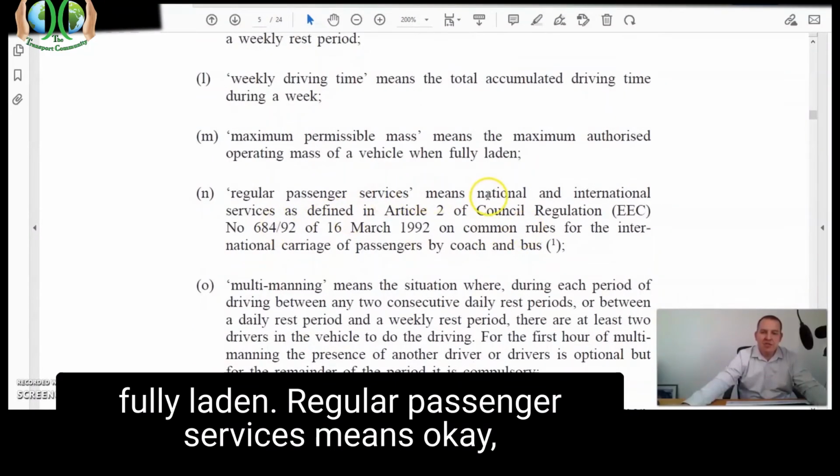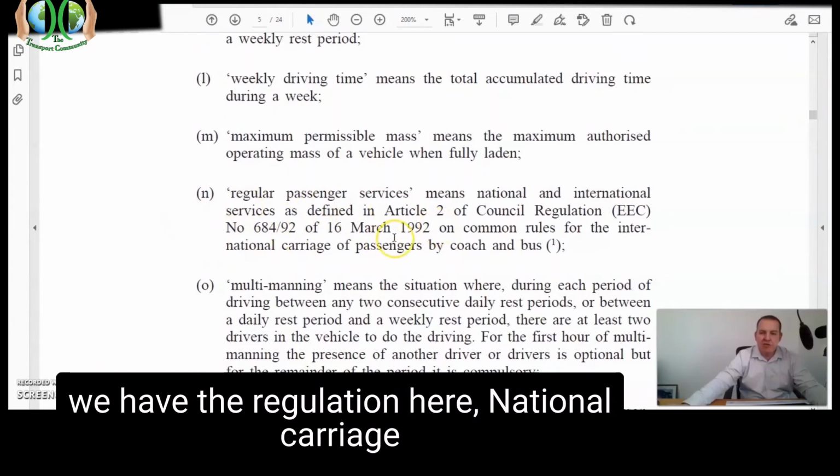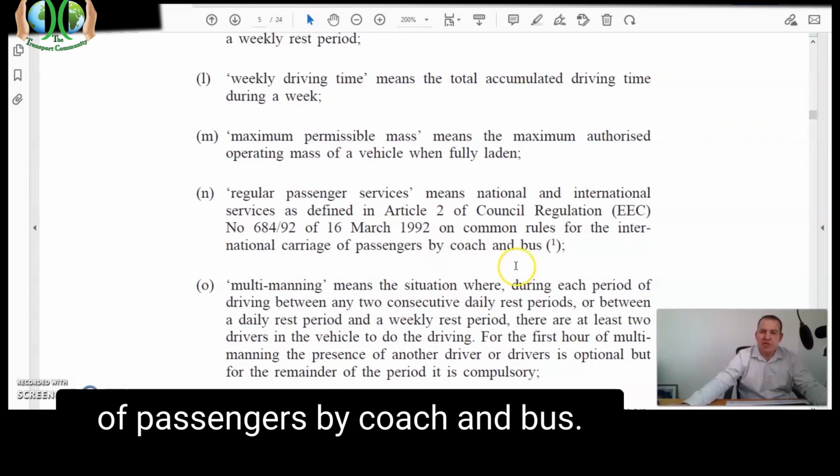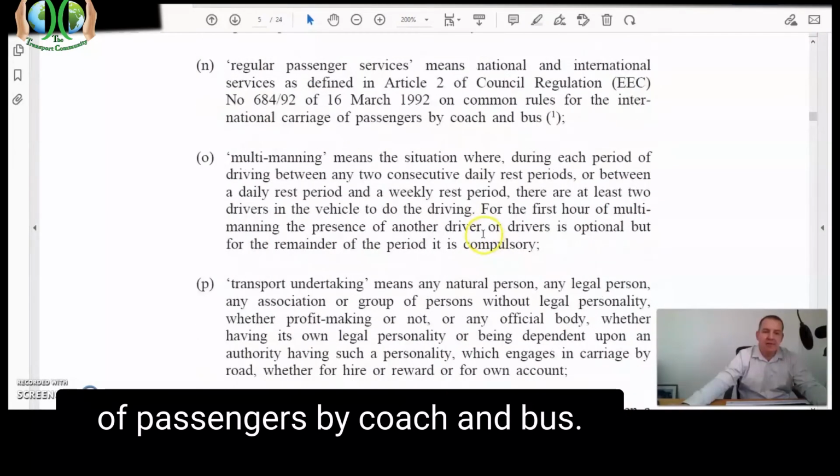Regular passenger services means, okay, we have the regulation here. National carriage of passengers by coach and bus.